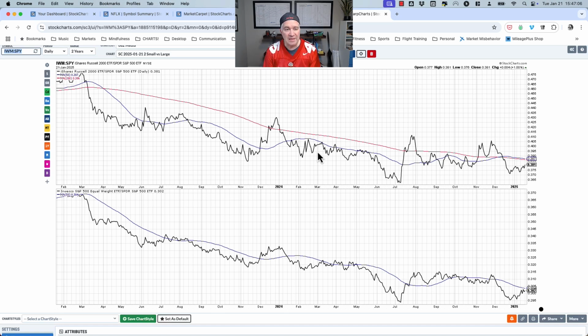I think this is a key chart to watch in 2025 because there have been some serious tailwinds for larger stocks, right? The dollar has been weaker for a while. Interest rates lower for a long period of time. That has tended to be a challenge for small cap companies.